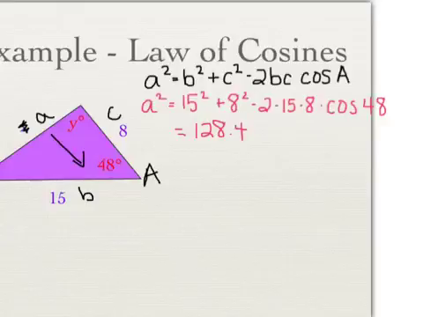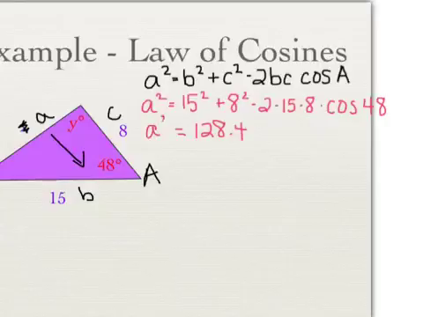Let me know if I'm wrong. Is that right? 128.4? Okay. What is that still equal to on the left side? What goes here? A squared, right? Don't I still have A squared up here? So am I done? Nope.